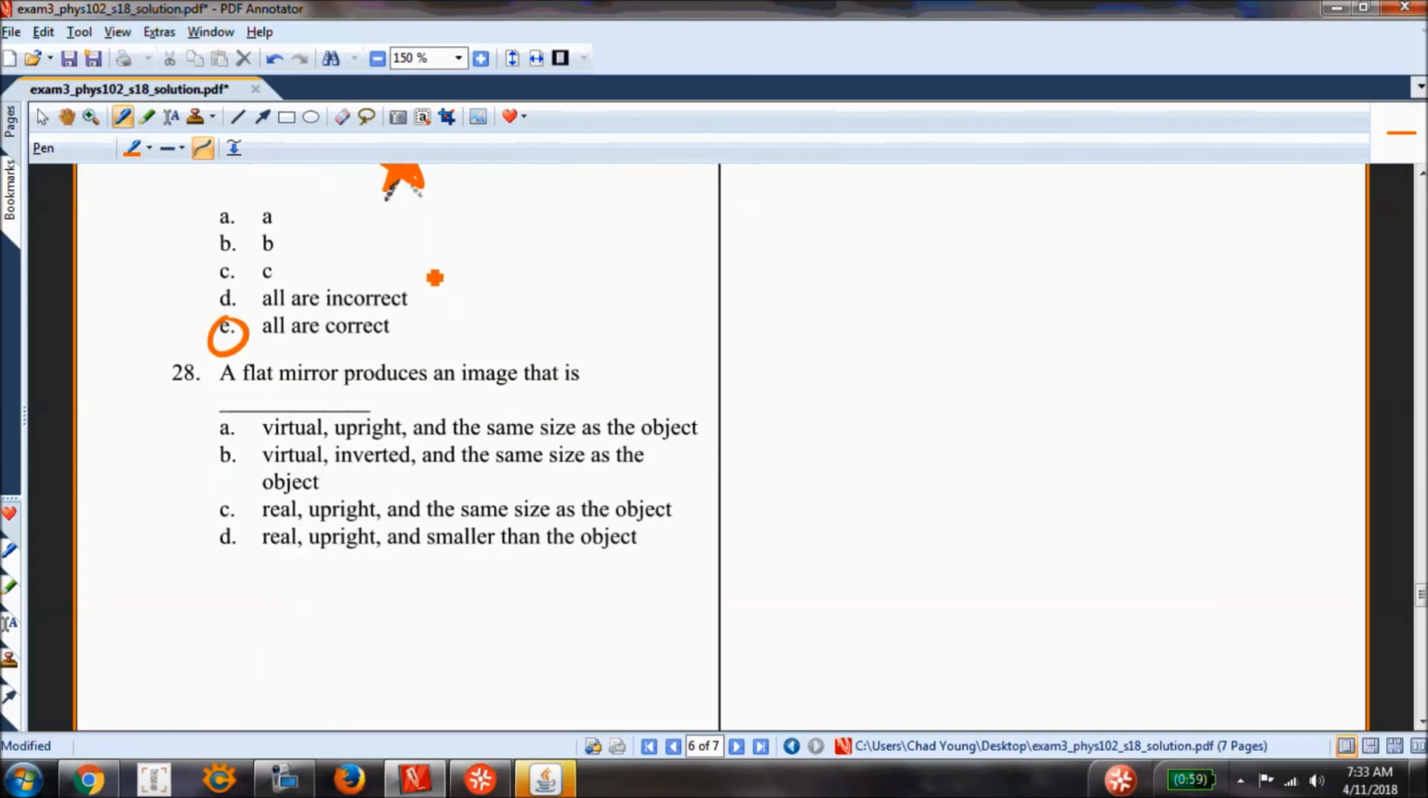A flat mirror produces an image that is, well, virtual, so I get rid of these two, upright, so I get rid of that one, and same size as the object. So A is the right answer for 28.